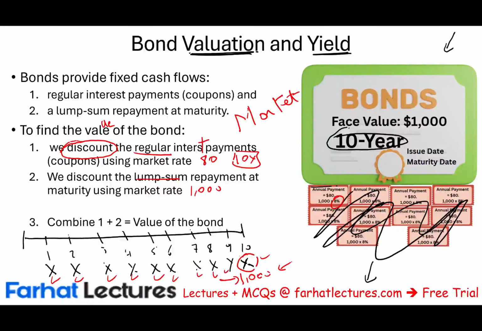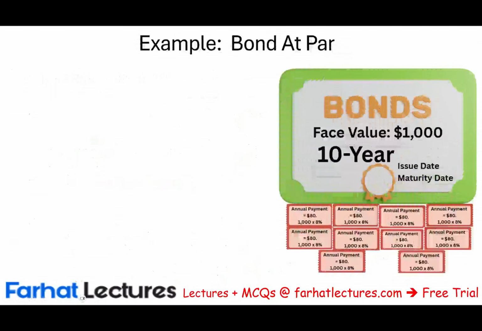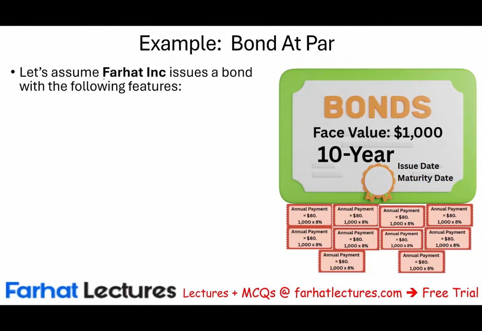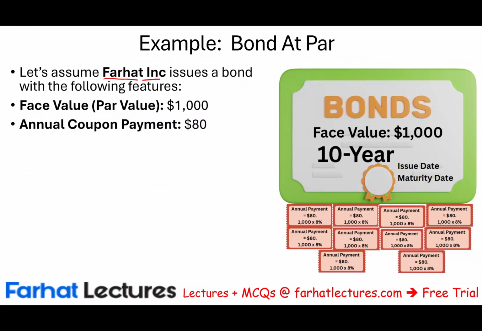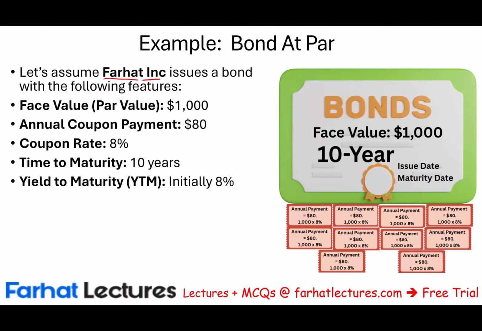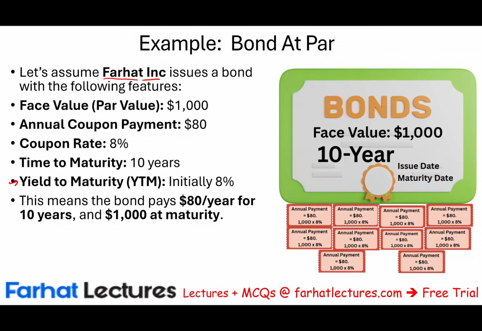To illustrate what we just learned about how to value a bond, for the sake of illustration, I'm going to assume my company, Farhat Inc., issues a bond with the following features. I want to borrow $1,000. I'm willing to give you $80 as a coupon, which is a coupon rate of 8%, and this bond is for 10 years. So you give me $1,000 today. Every year I'll give you $80 and give you your $1,000 back. So the yield to maturity initially is 8%. Don't worry about what yield to maturity is; we'll talk about that later in a separate recording. This means the bond pays $80 for 10 years, then $1,000 at maturity.